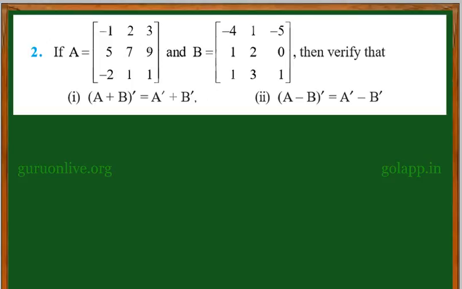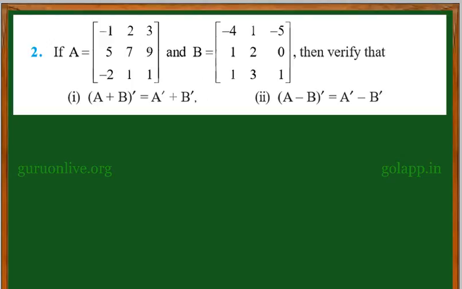If A is equal to the matrix [-1, 2, 3; 5, 7, 9; -2, 1, 1] and B is equal to the matrix [-4, 1, 1; 1, 2, 3; -5, 0, 1], then verify that, first sub-question, (A + B) transpose is equal to A transpose plus B transpose, and second, (A - B) transpose is equal to A transpose minus B transpose. So let us do one by one.